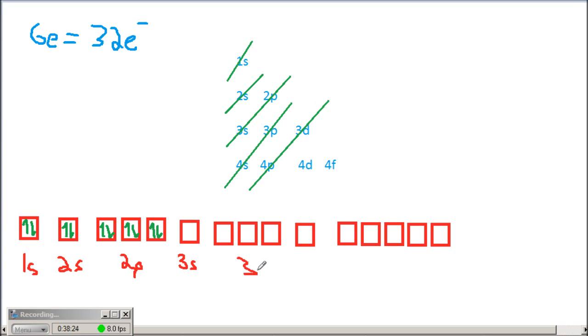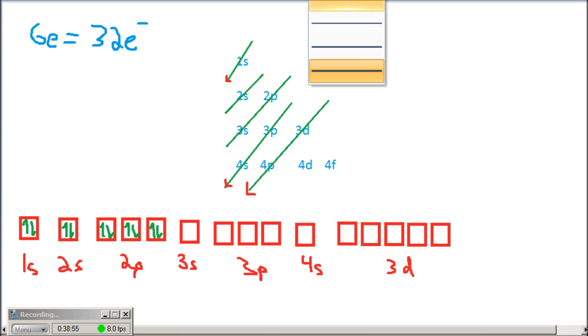3s, 3p, 4s, 3d. I mean, all I'm doing is I'm just following these diagonal lines, right? So I'm like 1s, then 2s, then 2p. That's this one. 3s, 3p, 4s is after that 3p by this diagonal line. So there's 4s, and then I have 3d over here, and let's start filling in some more electrons so I don't get too ahead of myself.